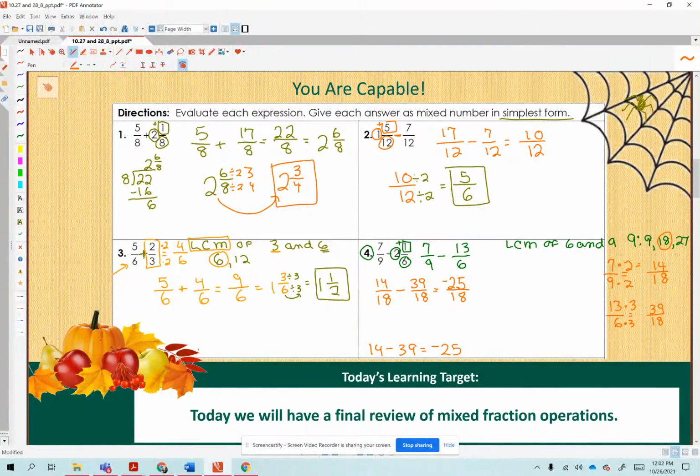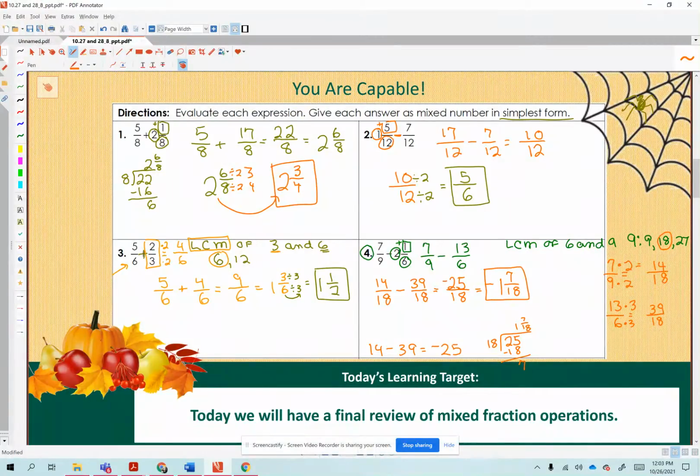The next thing I want to do is see if I can convert that to a mixed number, since the numerator is larger than the denominator. If I take 25 and divide it by 18, I will go in there one time. 25 minus 18 is 7. So that means my final answer can be written as negative. Remember, this is a negative answer. 1 and 7/18.